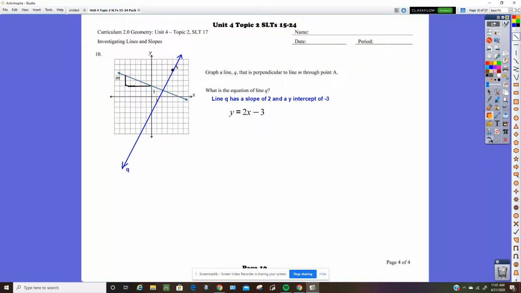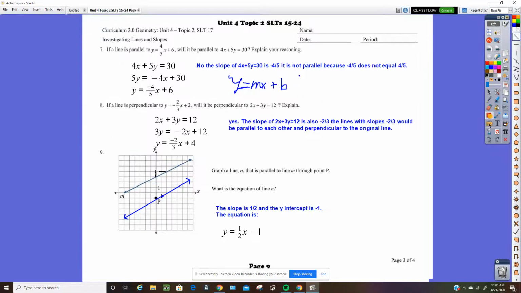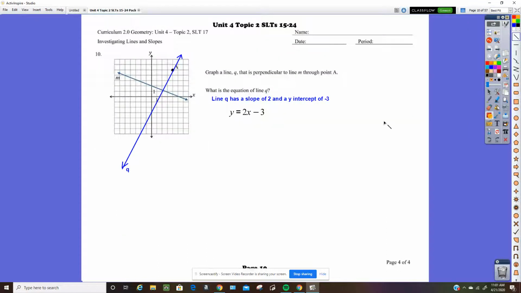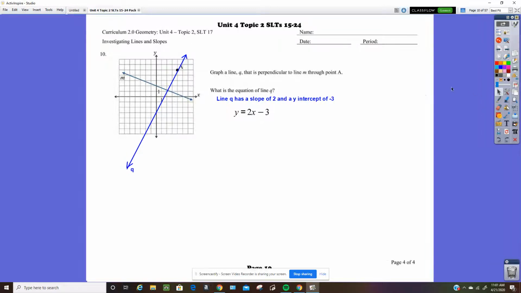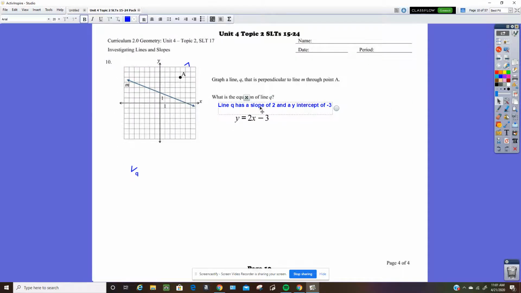Something's wrong here. So let me get rid of this line here, and then find this slope here. Get rid of this.